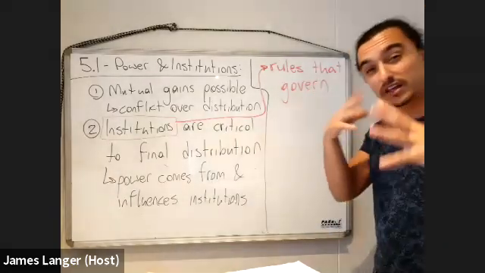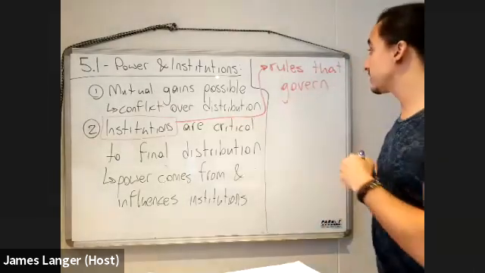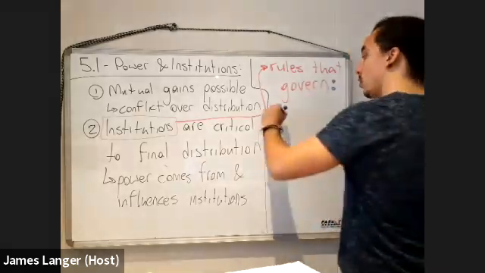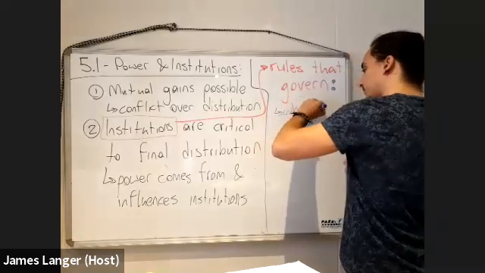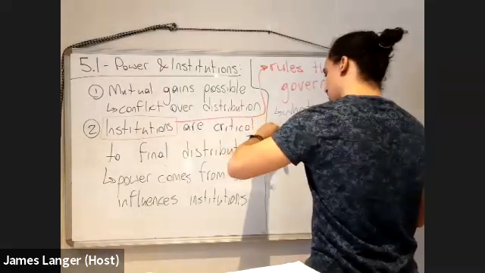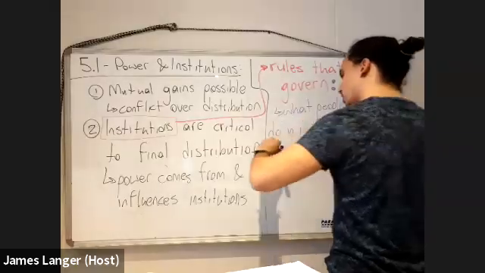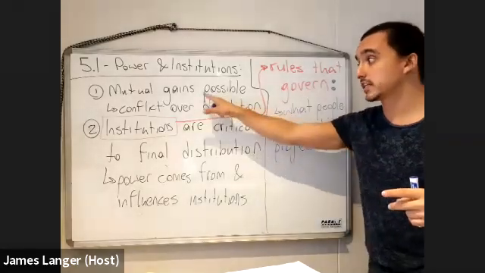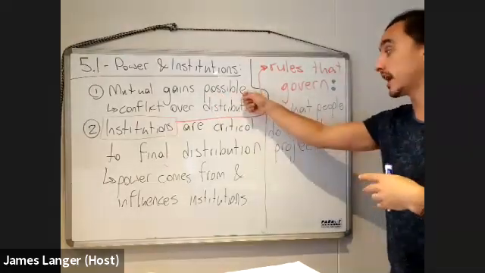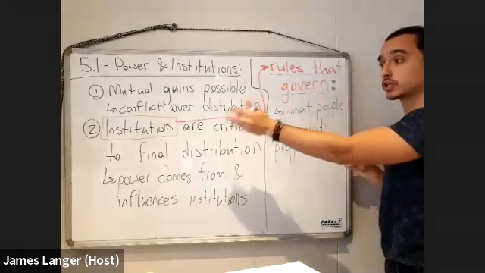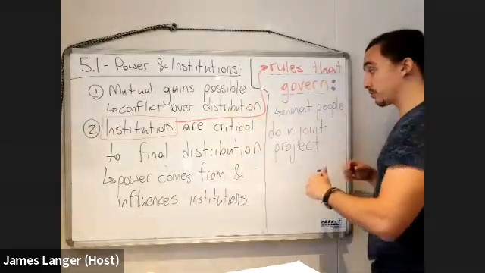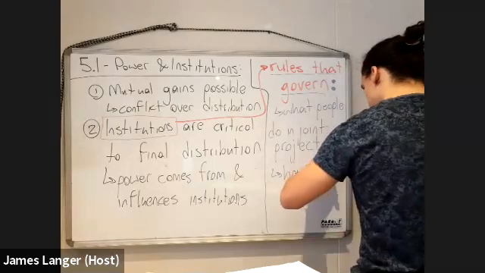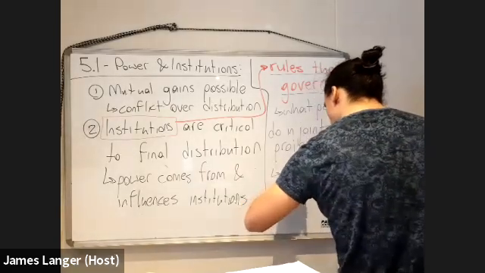And when it comes to the section that we're in, what is the main thing to recognize? Institutions are rules that govern what people do in the joint project. The joint project being people working together, the mutual gains possible. People work together for mutual gains. So the institutions are the rules that govern what people do in the project and how the gains are distributed.